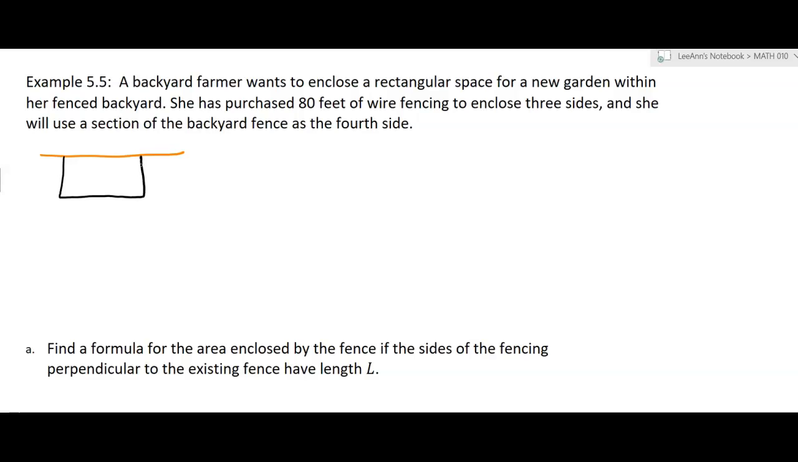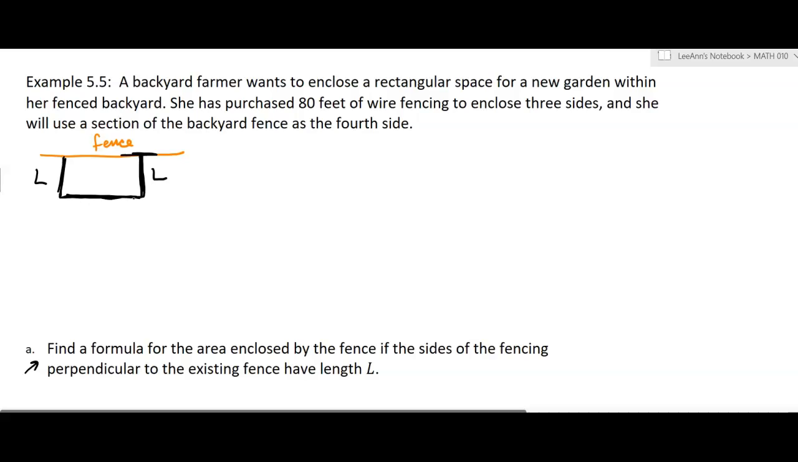So it says, find a formula for the area enclosed by the fence if the sides of the fencing perpendicular to the existing fence have length L. So that means this is L because this line is perpendicular to the fence, okay? So this was the fence we had to start with. And then this side is also going to be L. And so we're going to need this side here. What I have drawn is the long side.